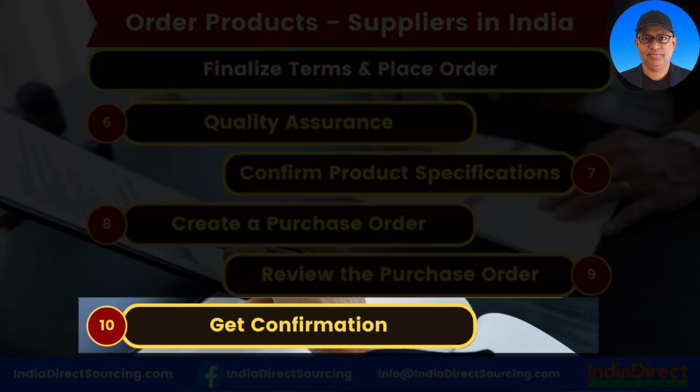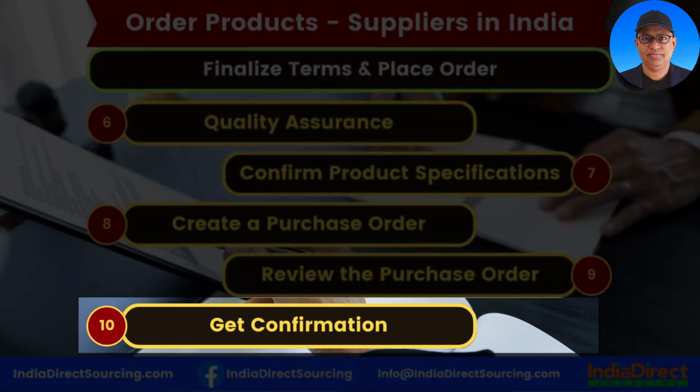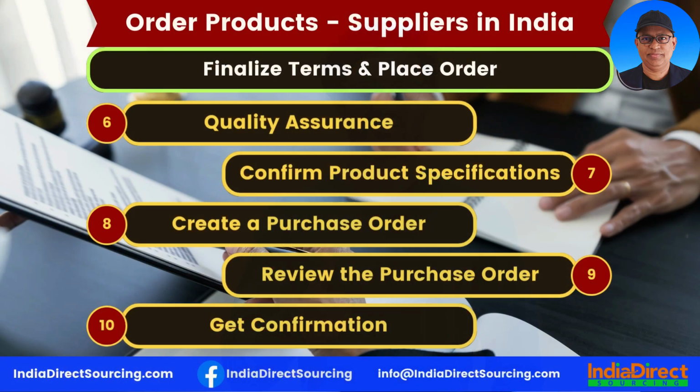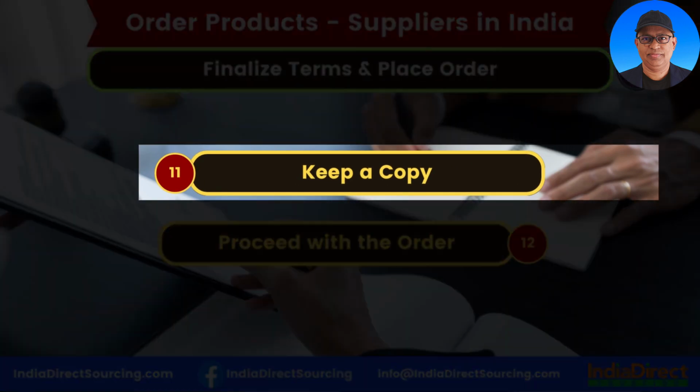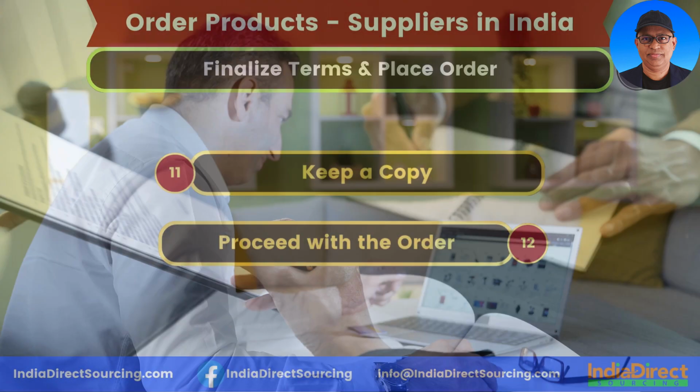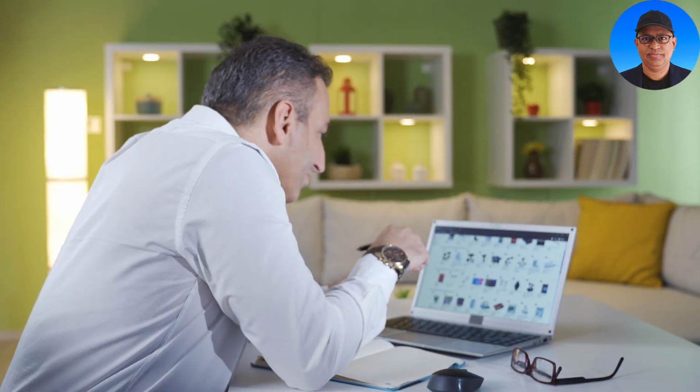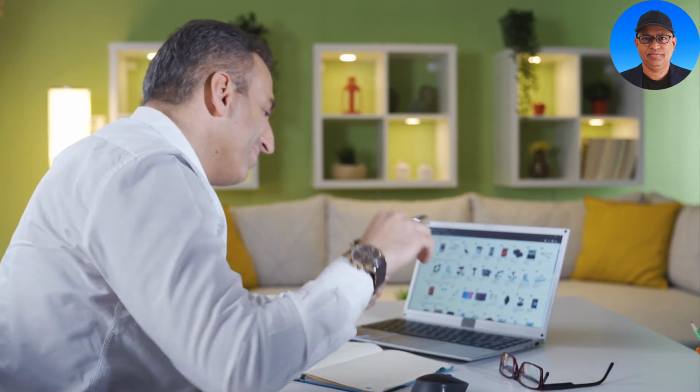Step 10 would be get confirmation. Send the purchase order to the supplier and ask for their confirmation. This way both of you are on the same page about the order details. Let's move on. Step 11 would be keep a copy. So keep a copy of your purchase order for your records. It's proof of the agreement in case there are any issues later with your supplier. So that will help you, or that will protect you and your supplier both.